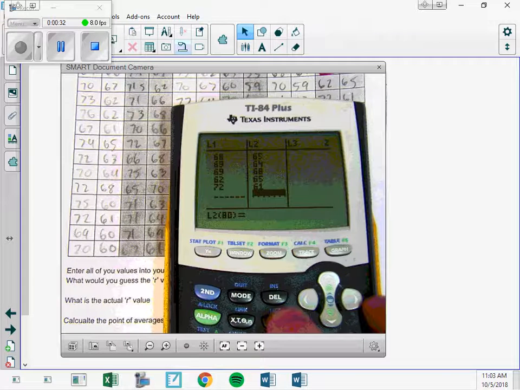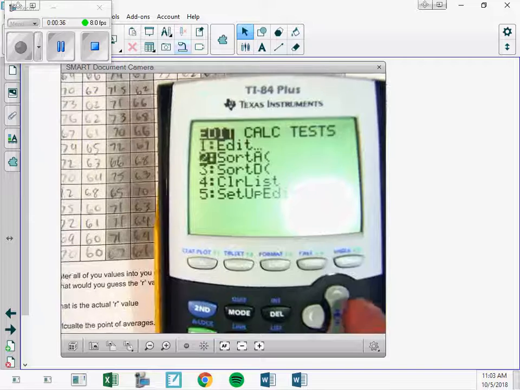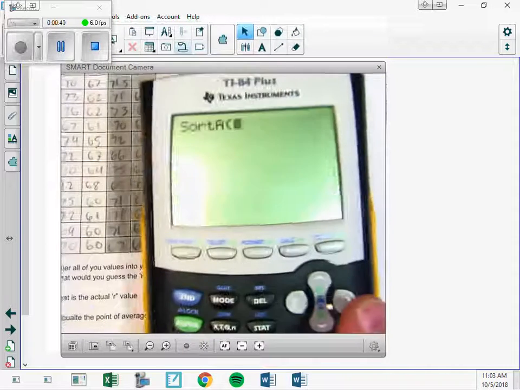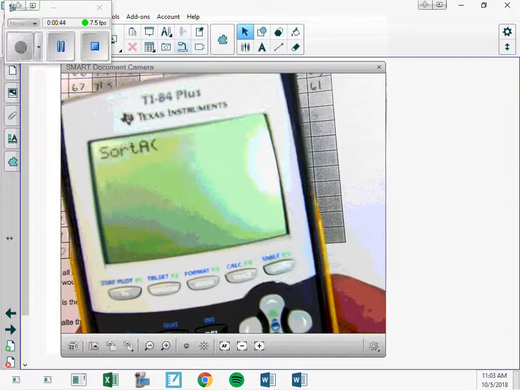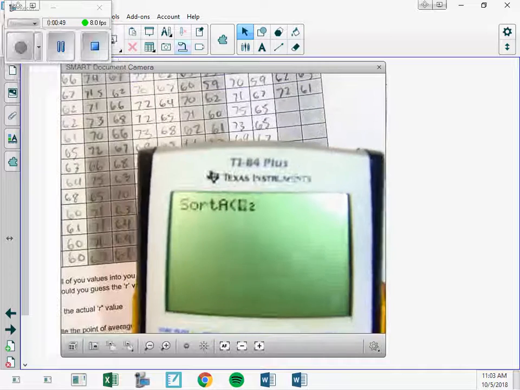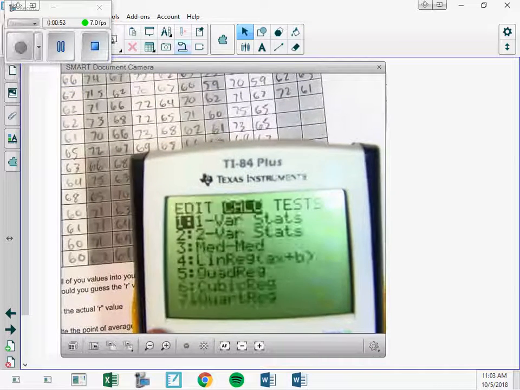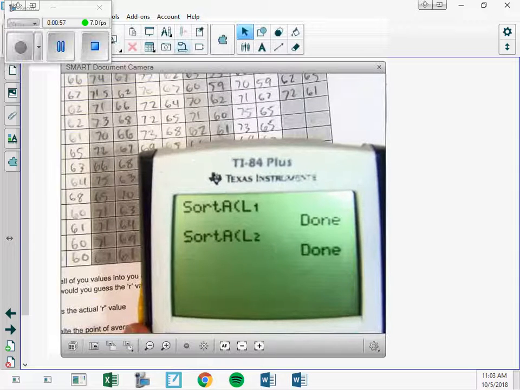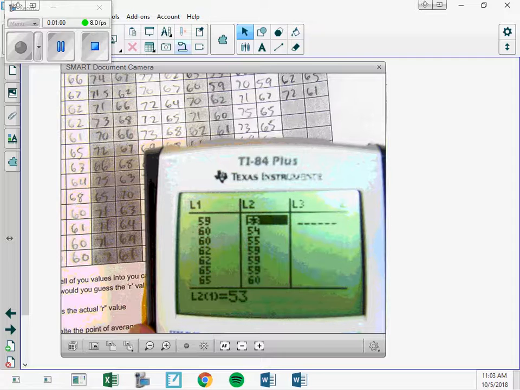Well, you push stat, and then you go down to sort A. That's ascending from small to large. And we want to sort L1, which is second, and then the number 2. Or, sorry, the number 1. Sort L1. Do that. And then sort L2. And now when I go back into my stat to edit, they're all in order.